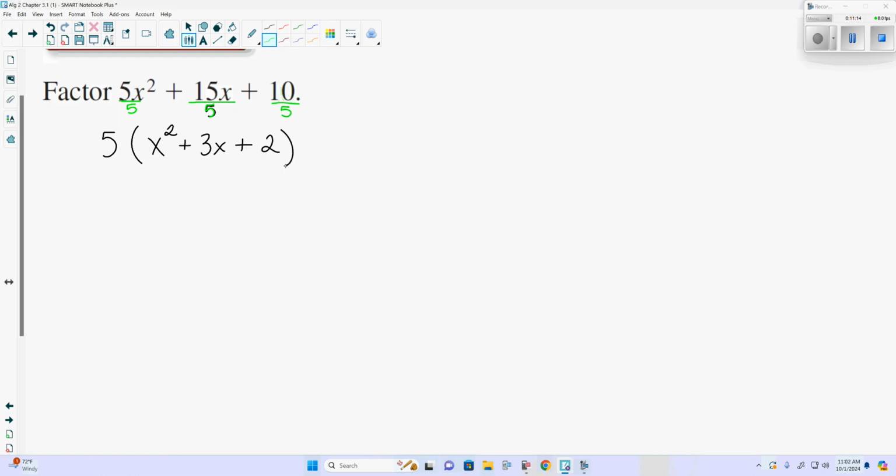Questions on step number 1? Okay. Step number 2. We're going to write 2 sets of parentheses with 3 spaces. We still have the 5. We have to keep this greatest common factor with us through this whole process. But our next main step is to write 2 sets of parentheses with 3 spaces.